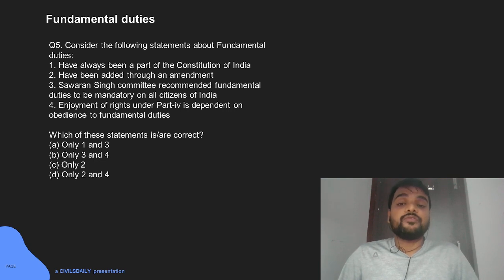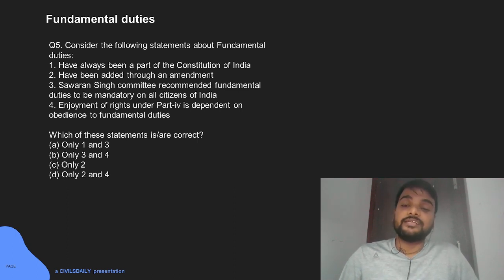And 4, enjoyment of rights. So 3 will not be true here because we know that fundamental duties are not enforceable and you will not be punished for violating fundamental duties. Only those that are explicitly brought through certain acts, like respecting national symbols or the national flag, or others like SC/ST rights and curbing exploitation. Only those are brought in by law, but not overall duties like scientific temper. If you do not have scientific temper, the state is not going to punish you.